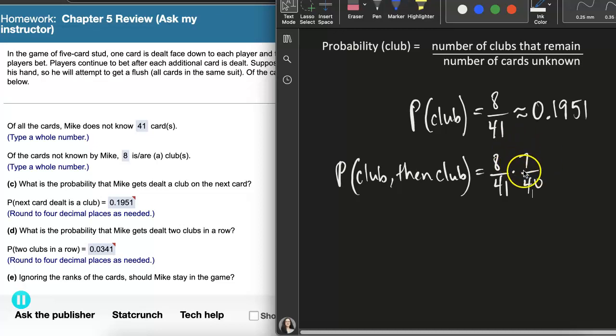So on the second one, again, remember, if we're assuming he's already got a club on the first one, we only have 7 clubs left. Also, there was already a card dealt from all of the different cards that were unknown. So now there's 40 cards remaining that are unknown. And when you work out that whole probability there, you should get approximately 0.0341.